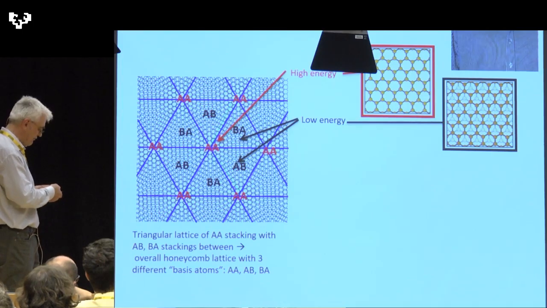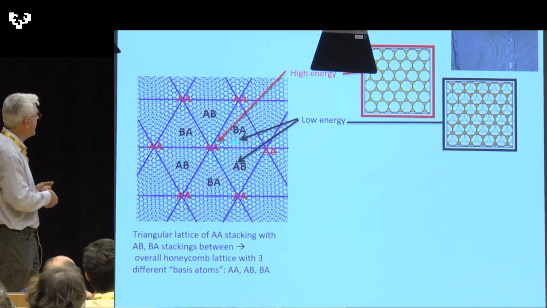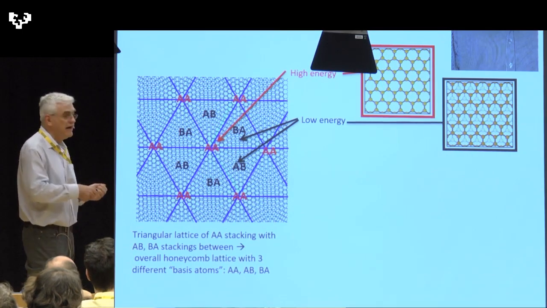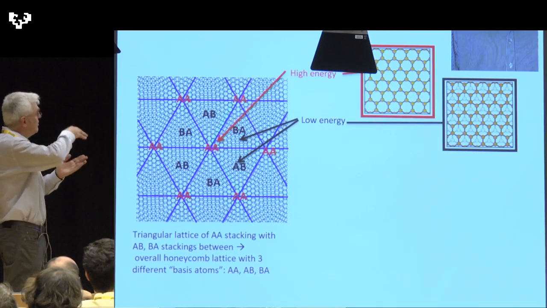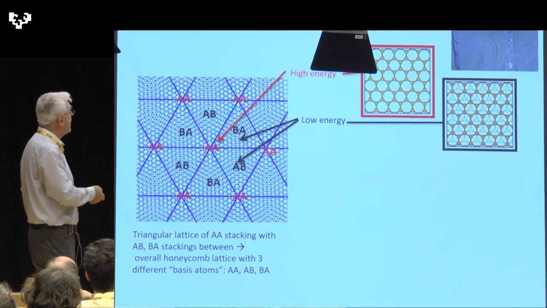So these are two graphene layers in this example, and you see in red the AA regions where one layer is exactly on top of the other. The top layer hides the bottom layer.